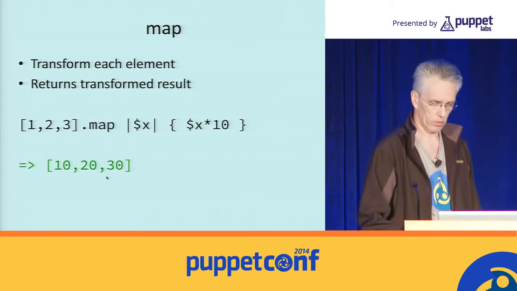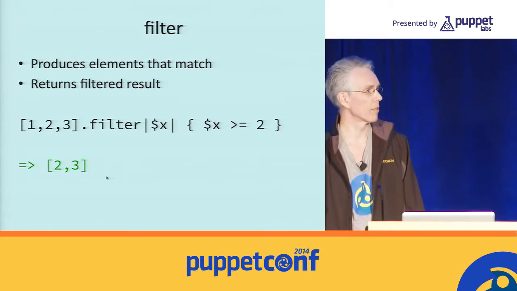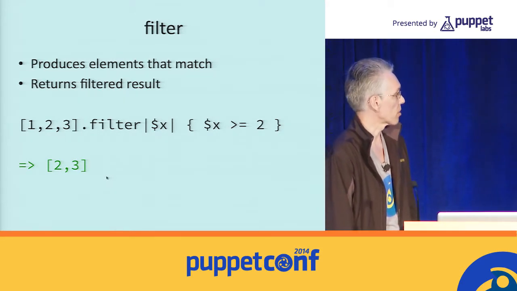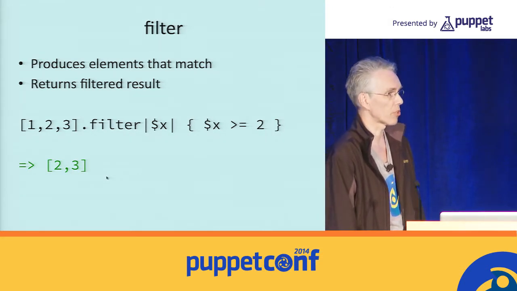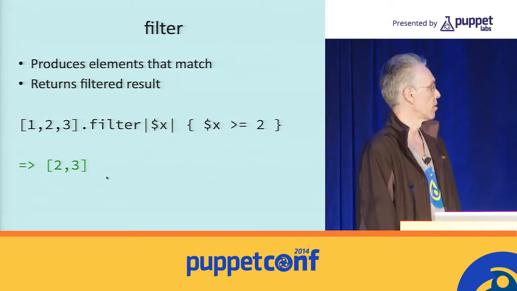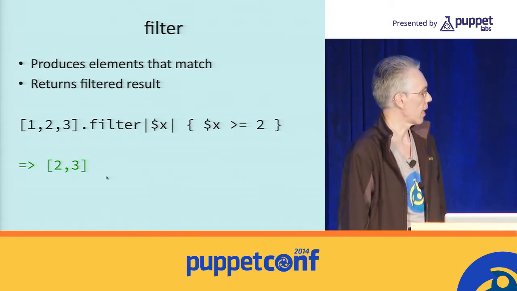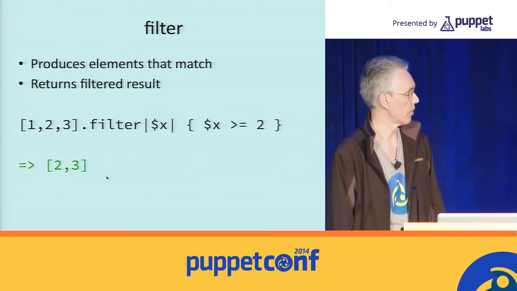This is really easy to use. We have a filter, and you can probably guess what it does. It produces elements that match whatever. So if the block returns true, it means I'm going to keep this element. So if I filter 1, 2, 3 and give it a predicate that x should be bigger than or equal to 2, of course I get the result 2 and 3.